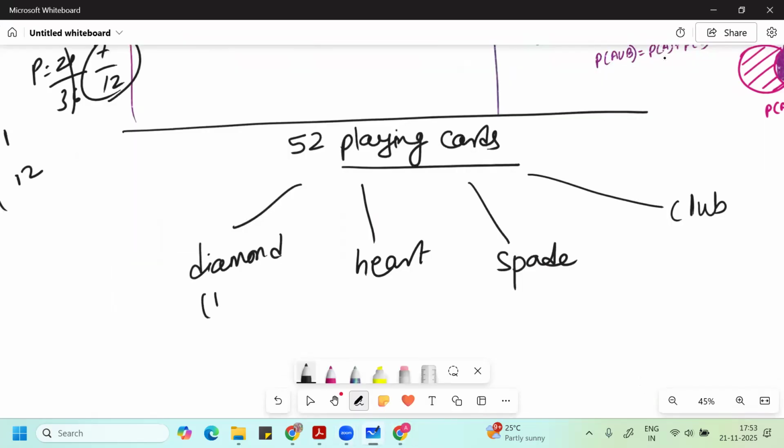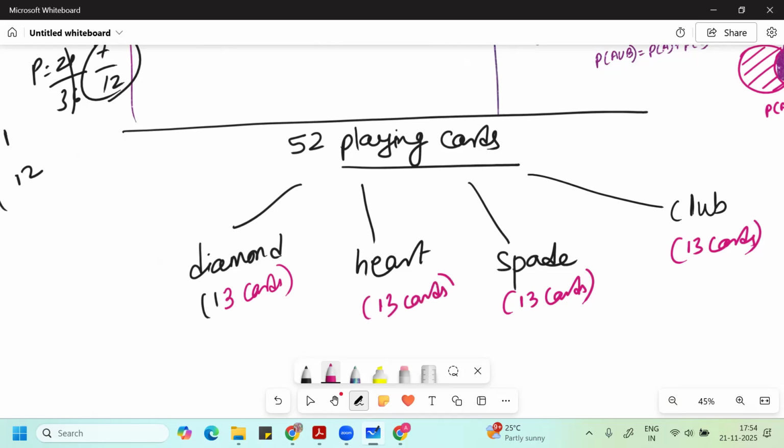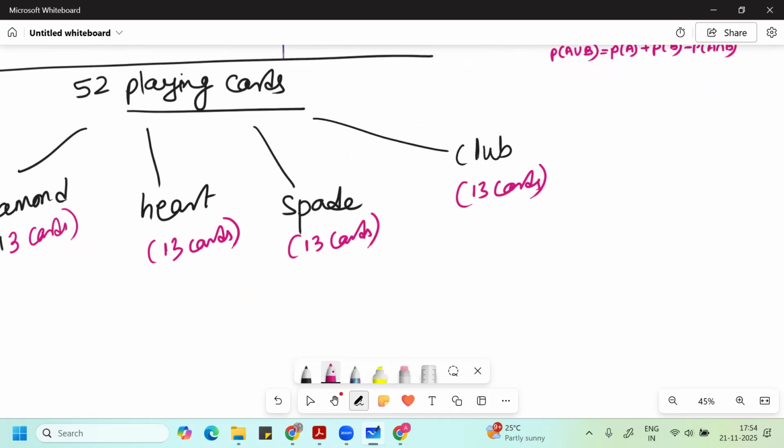All suits have 13 cards. Every suit, you have 13 cards of each suit. You have four suits. Diamond and heart are red in color, and spade and club are black in color.